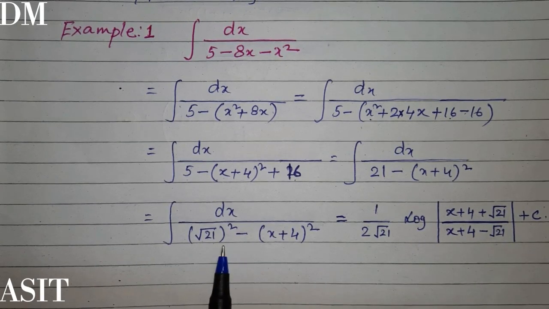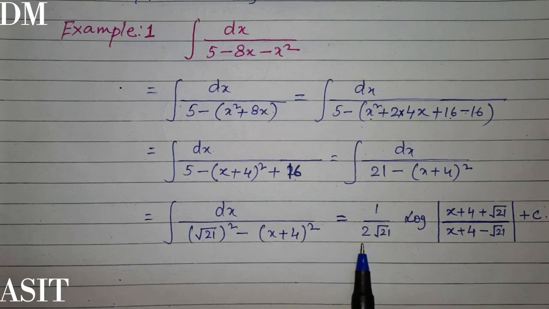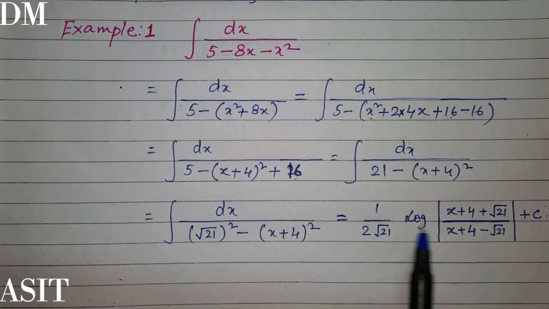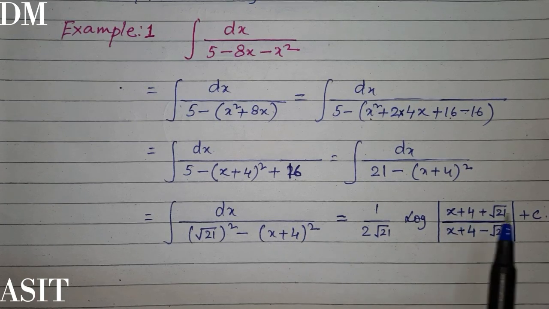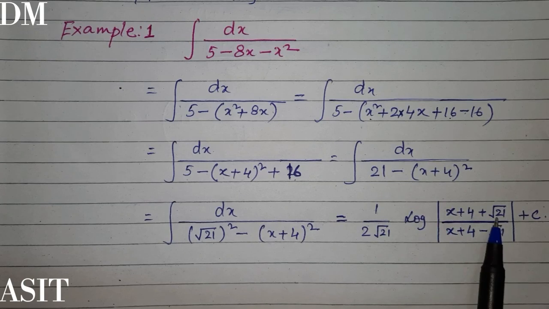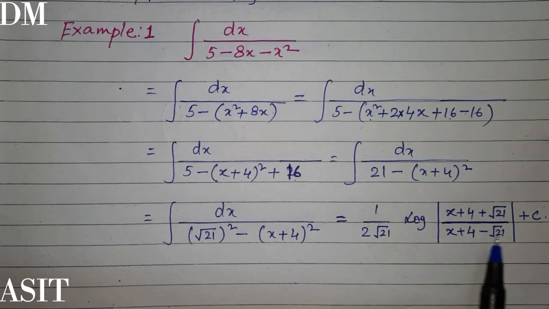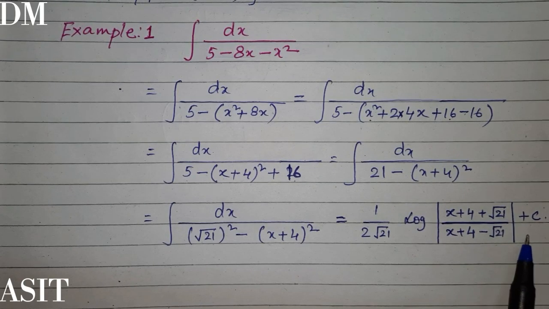So here a is equal to root 21. So 1 by 2 root 21 log, x is actually x plus 4 here. So x plus 4 plus a, which is root 21, by x plus 4 minus root 21, plus c.